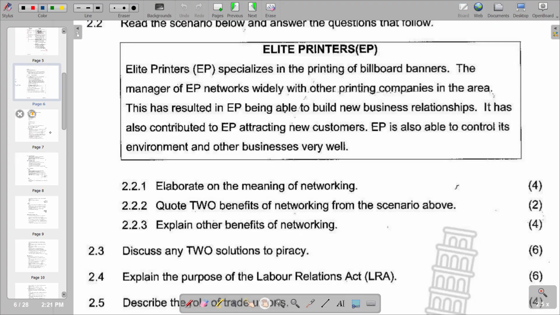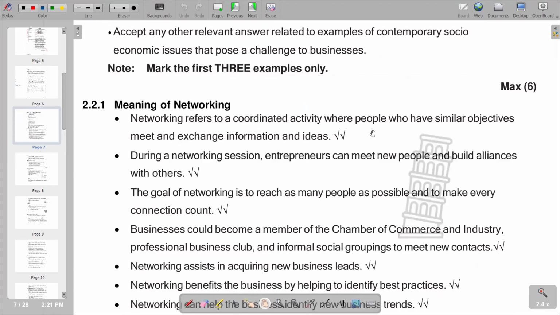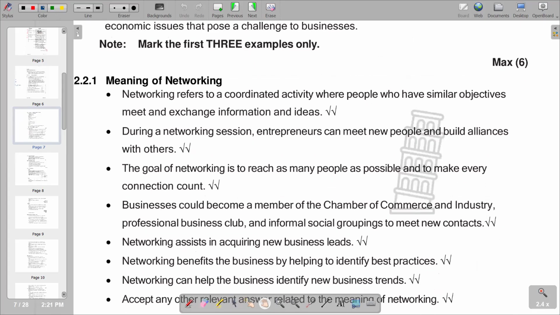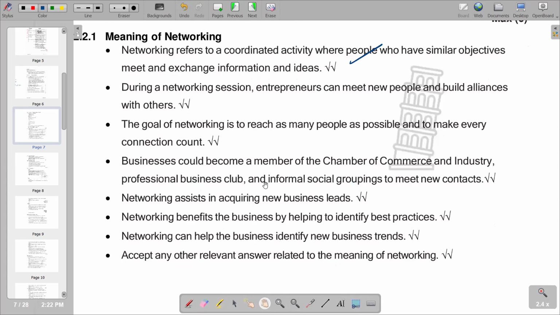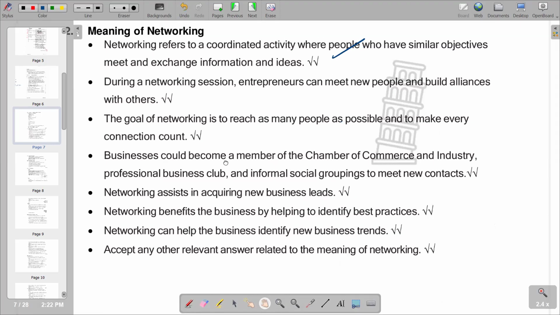So the meaning of networking according to our answer section is that networking refers to a coordinated activity where people who have similar objectives meet and exchange information and ideas. And that is the first point. Alternatively, we can describe it as: during a networking session, entrepreneurs can meet new people and build alliances with others. So the goal of networking is to reach as many people as possible and to make every connection count. So basically, this is the meaning of networking. We can also include different responses, and any other relevant answer can be accepted in terms of the description of networking.